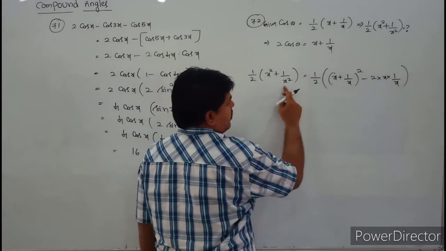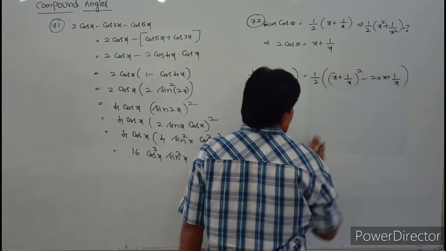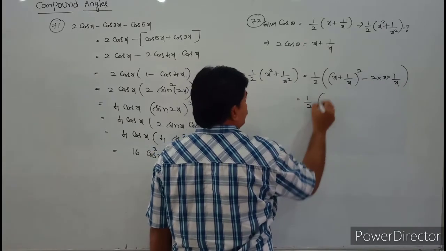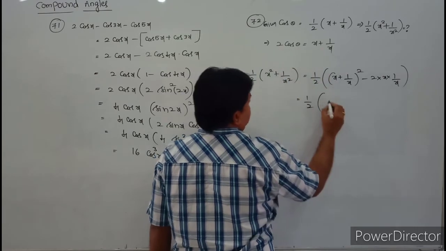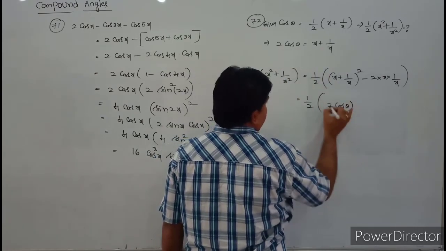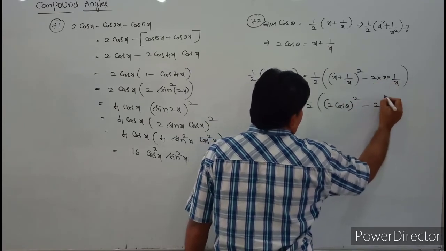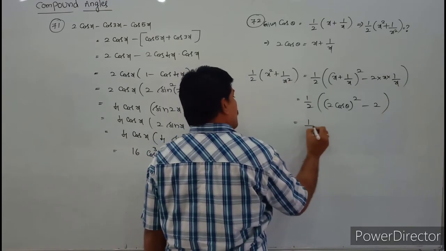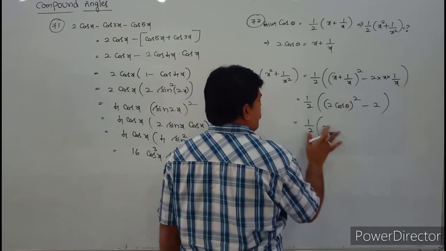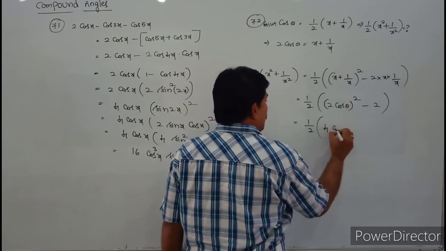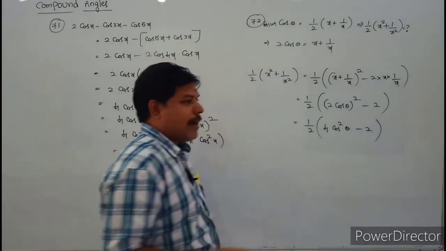X square plus 1 by x square is in the form of a square plus b square, a plus b whole square minus 2ab. So that is equal to 1 by 2 into x plus 1 by x whole square. What is the x plus 1 by x value? It is 2 cos theta. So that is nothing but 2 cos theta whole square minus 2 into x into 1 by x, which will be cancelled here, students. It will get 2. So that implies 1 by 2 into 4 cos square theta minus 2.